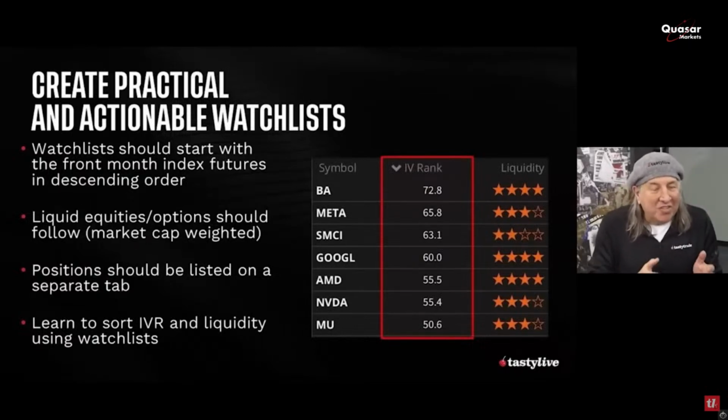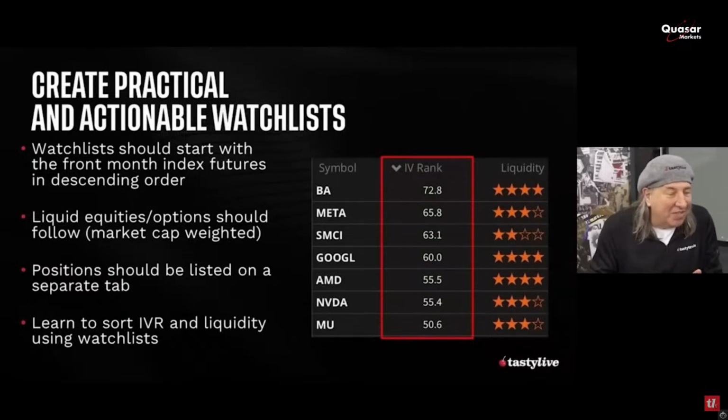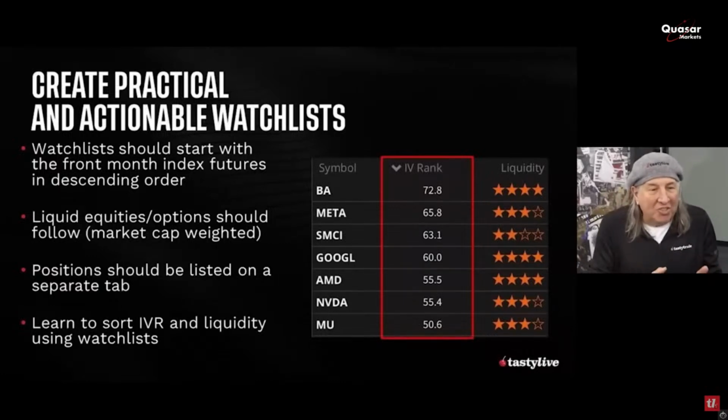Well, I think it's super important to build a watch list. Every platform has a watch list on it. The problem that most people make with watch lists is they follow the stocks that they like. And on a day like today, you might find some NASDAQ stocks lower, you might find some other stocks higher, but you're not really sure what's going on. So watch lists should start with the front month index futures in descending order.